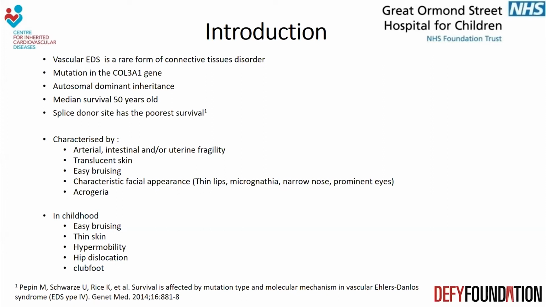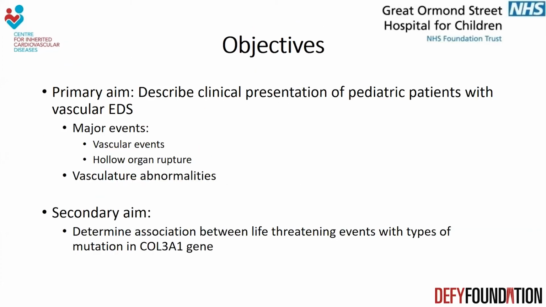Patients with vascular EDS are at high risk of arterial rupture and also hollow organ rupture. In children, the characteristics of easy bruising, thin skin, hypermobility, hip dislocation, and clubfoot are also commonly seen in other childhood disorders. Therefore, the diagnosis might be delayed.